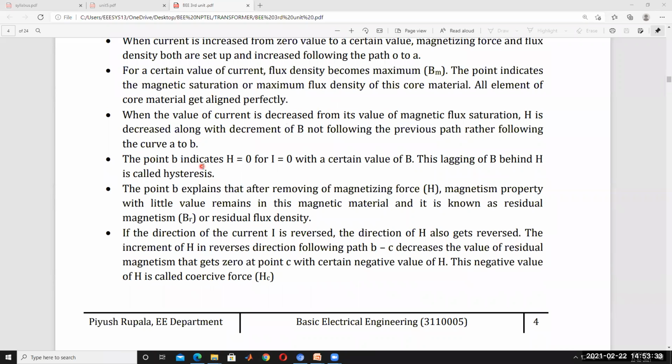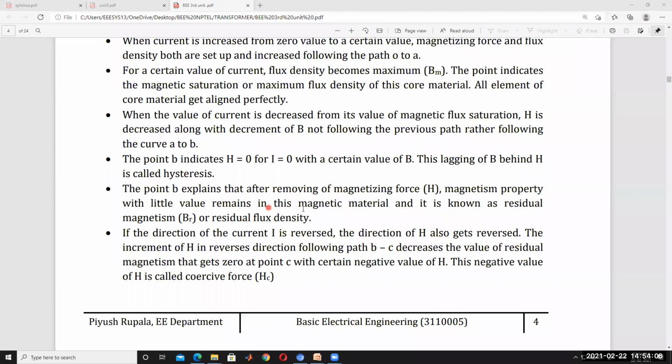The point B indicates that H is equal to 0 for I equal to 0, with a certain value of B. This lagging of B behind H is called hysteresis. Understood? The point B explains that after removing the magnetizing force H, a small amount of magnetism remains in the magnetic material, known as residual magnetism. This is one of the important concepts: residual magnetism, or residual flux density.